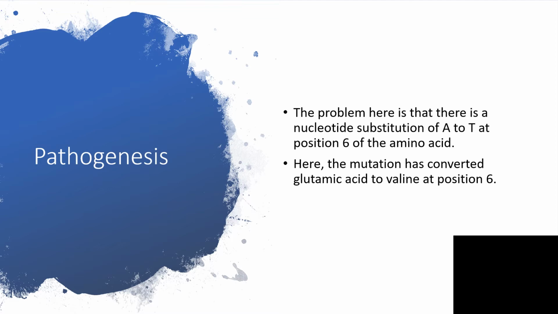Now, how did we get here? Like I've said just a while ago, it's as a result of finding a solution to the problem of malaria in the malaria endemic region of the world. And because of that, mutation occurred. Okay, let's go into that. The problem here is that there is a nucleotide substitution of A to T at position 6 of the beta globin chain. And that mutation has converted glutamic acid to valine at position 6.